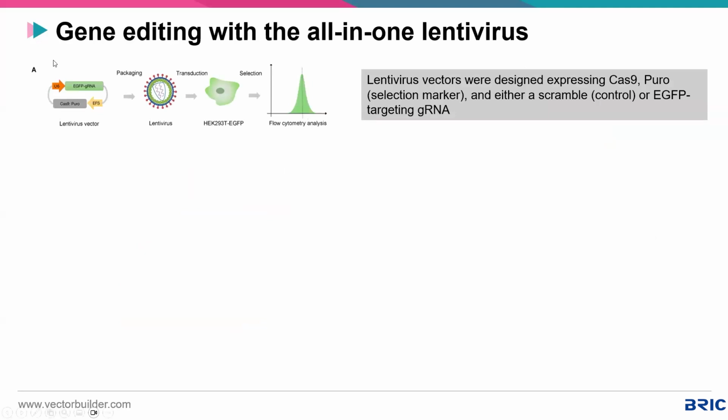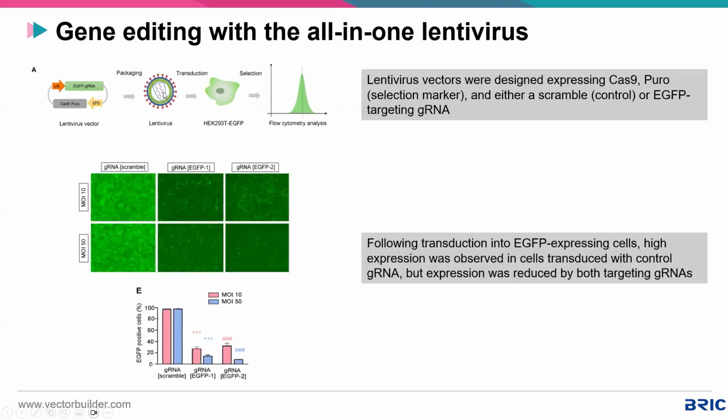Here we have an all-in-one lentivirus with gRNA targeting GFP and Cas9, which is packaged into lentivirus, and then cells expressing GFP are infected with the lentivirus. Similar to the other methods, you can see that in the control, the GFP expression is pretty high, and with gRNA 1 and 2 the GFP expression is pretty low, indicating that it was successfully delivered inside and did its job well.